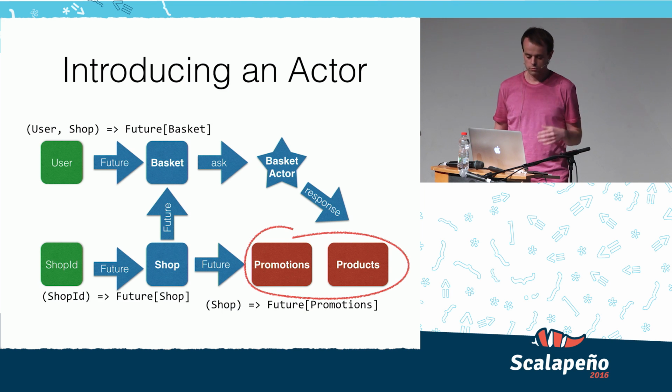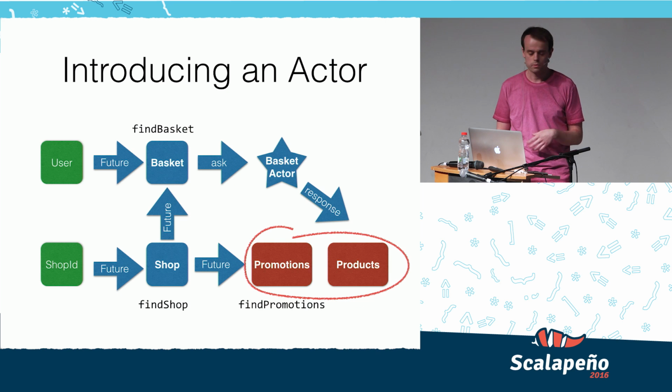The future dependencies are just functions from some parameters to a future of something else. Here we have three such dependencies: a function from shop ID to future of shop, another function from shop to future of promotions, and another one at the top, which is a function from user and shop to future of basket. Of course, each of those functions must be available somewhere for us. They can be provided by some service objects or something like this. Then we also have a reference to this basket actor. So now we have basically all the stuff we need to create and implement an actor.